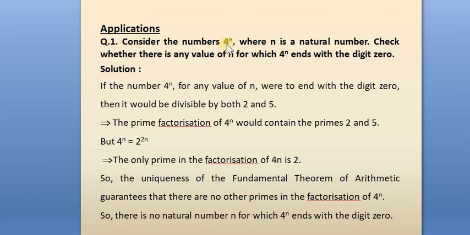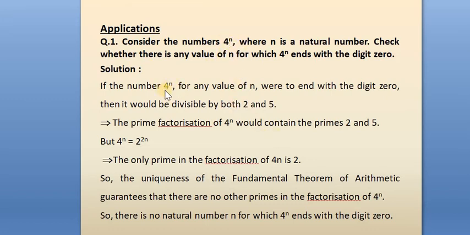Now, you need to say whether it is 4 to the power 1, 4 square, 4 cube, 4 to the power 4 or 4 to the power 100 or 4 to the power 1000, or any power of 4 where n is a natural number, will end with the digit 0. That is the question. Now, how to know that? It's very simple. What we need to do is look at the base of the number, that is 4.